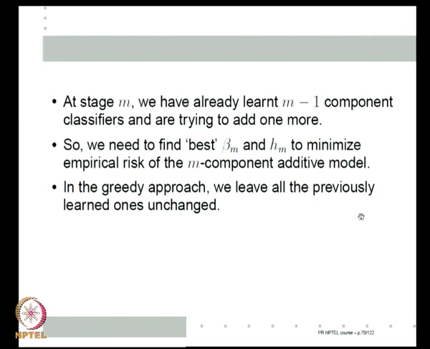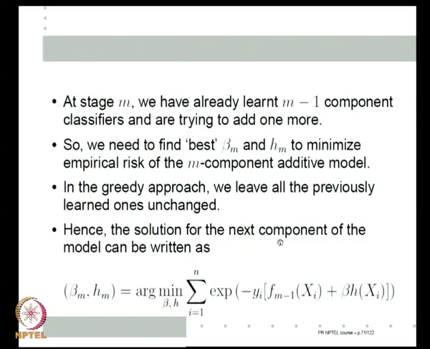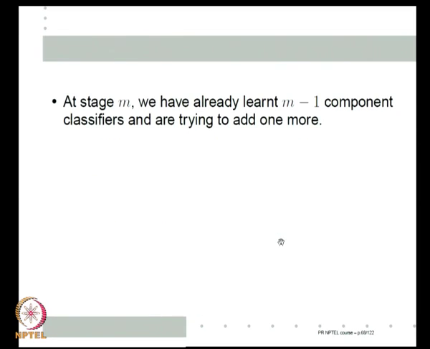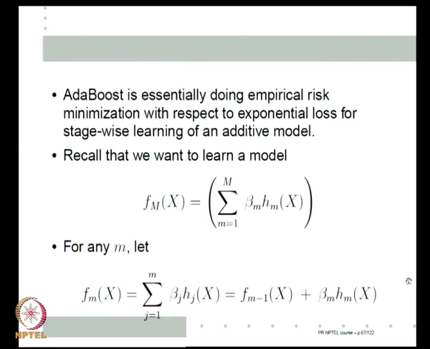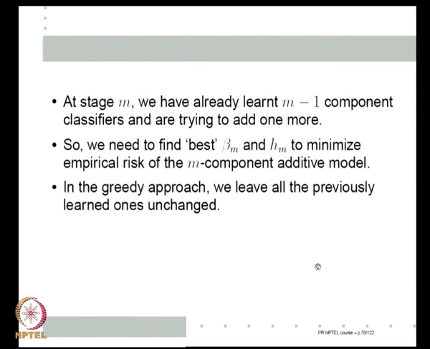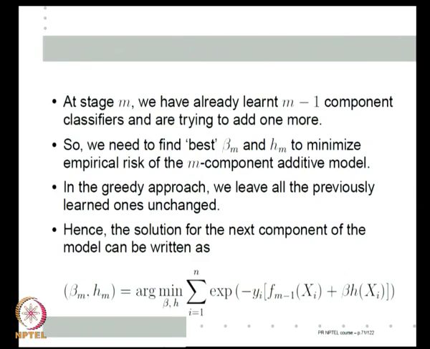So, in the greedy approach, we leave all the previously learned classifiers unchanged. Hence, the solution for the next component of the model is, see, this is my model and I am using my exponential loss. So, my empirical risk is the sum over the examples i equal to 1 to n of exponential of minus y_i times my model. My model is f_{m-1}(x_i) plus beta h(x_i). Beta h is what I want to add at the mth stage, beta into h, and I am minimizing it over all possible beta and h. This is my empirical loss, empirical risk under the exponential loss.